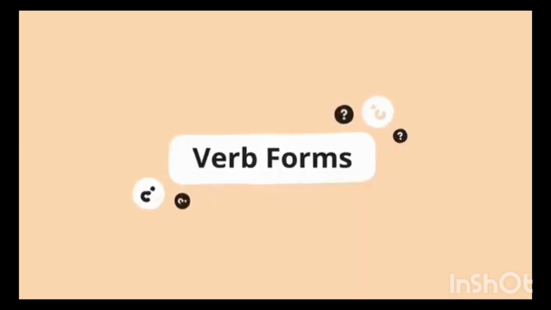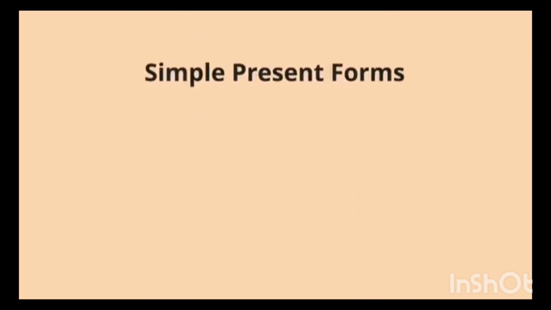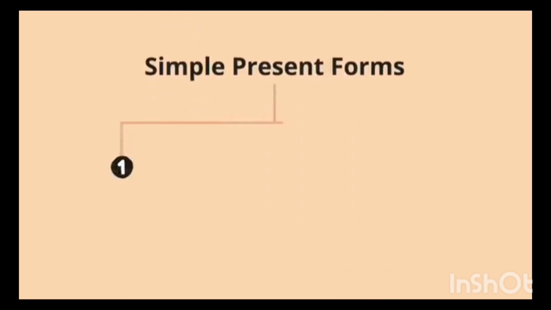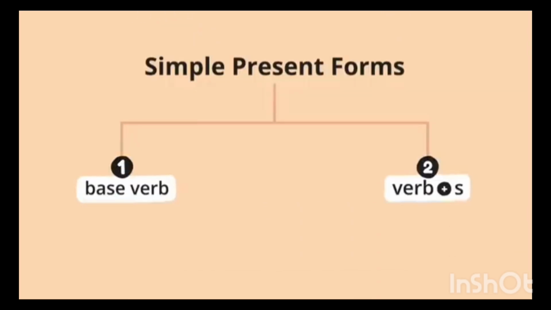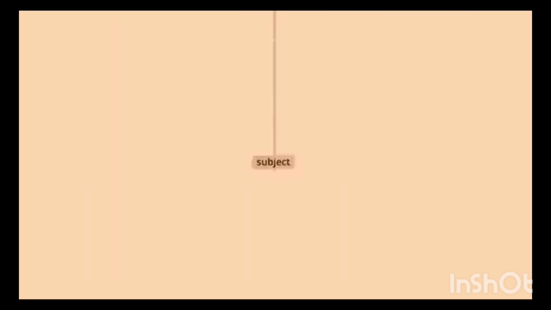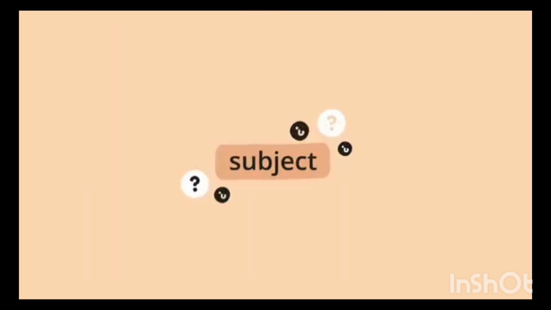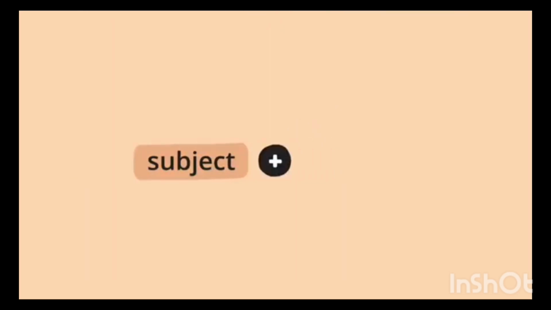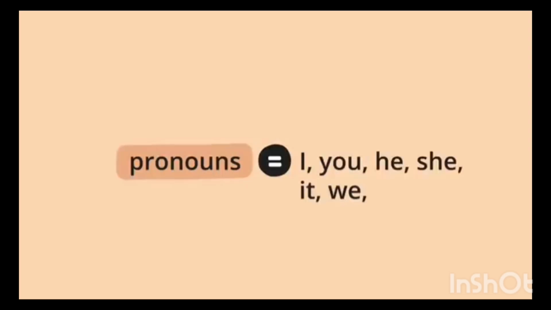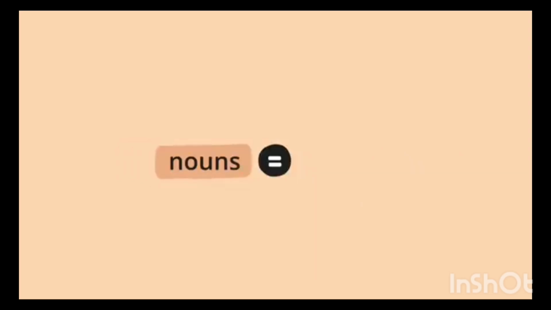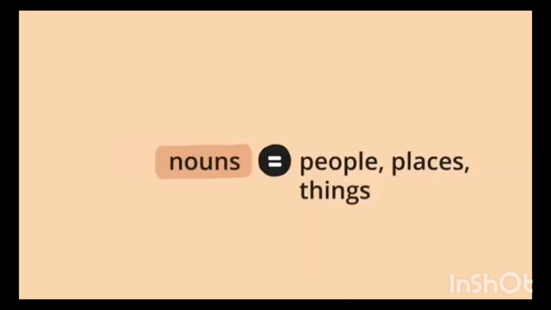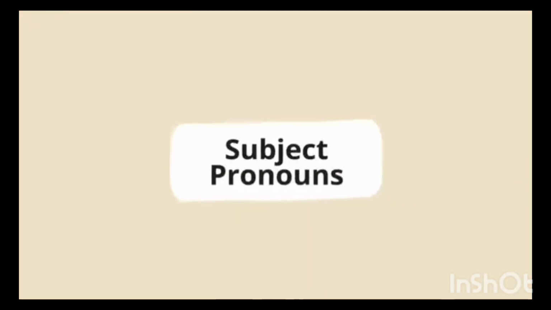Simple present tense has two forms, the base verb and the verb plus s. Which form do we use? Subject plus verb. It depends on the subject of the sentence. Subjects can be pronouns like I, you, he, she, it, we, they. Subjects can also be people, places, and things.